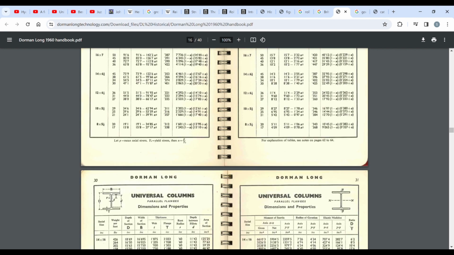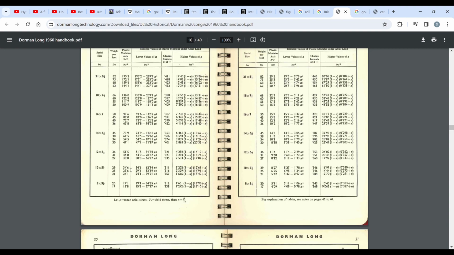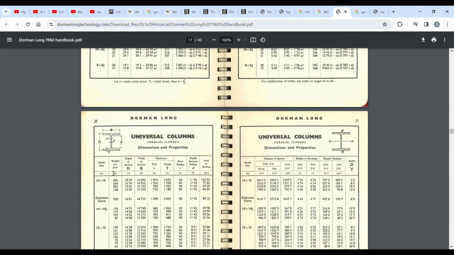Similarly, there is also a universal column, often shortened to UC, which looks like this. It is easily identifiable over the UB because it is almost as tall as it is wide, or almost square.